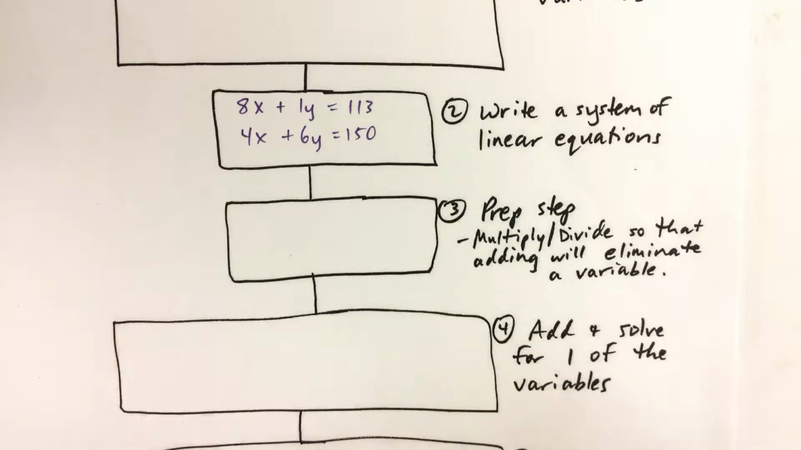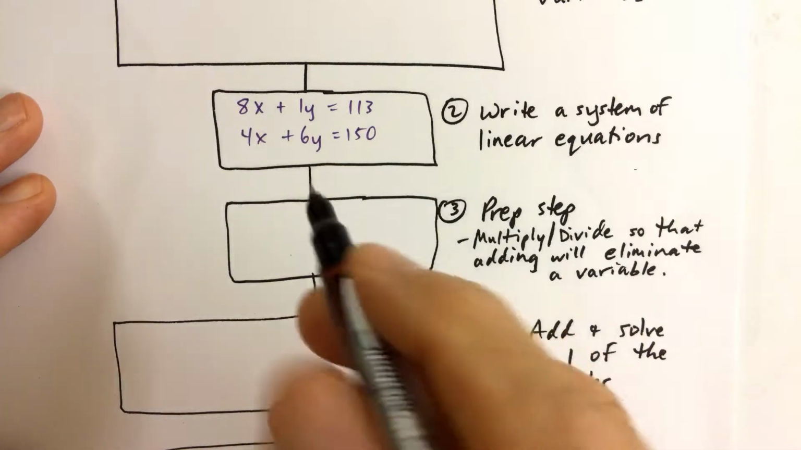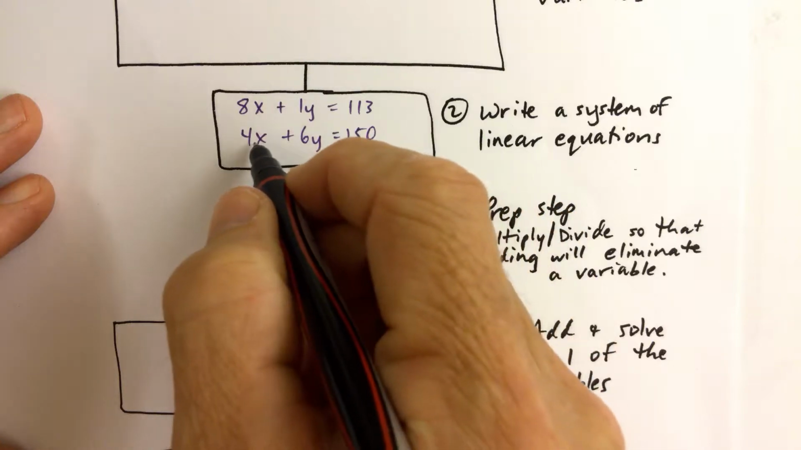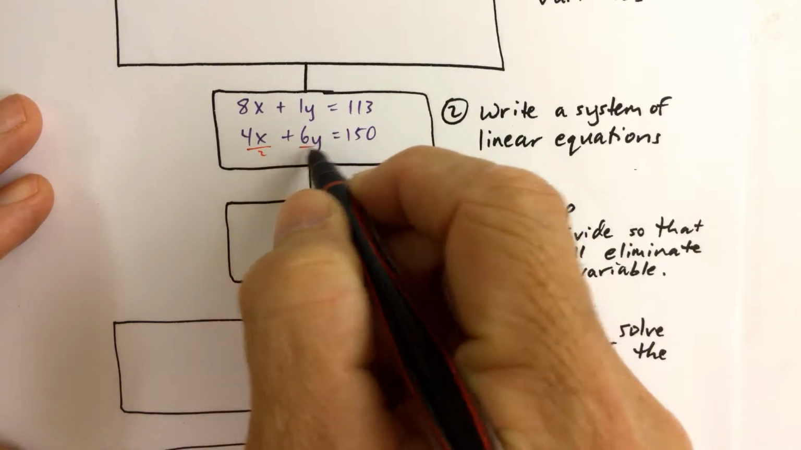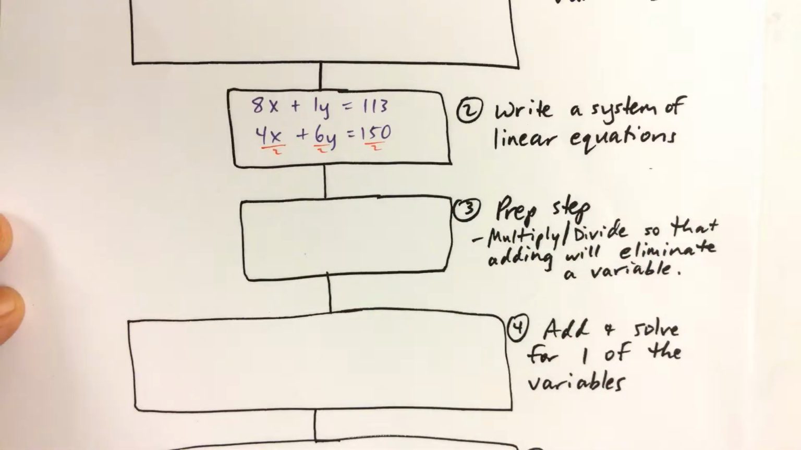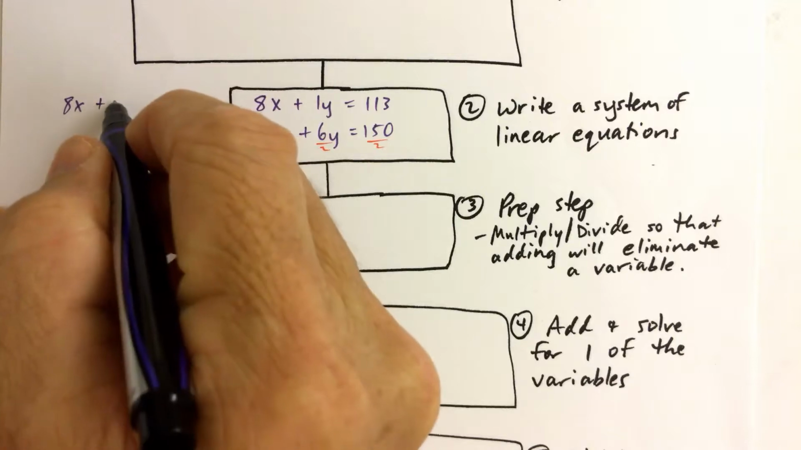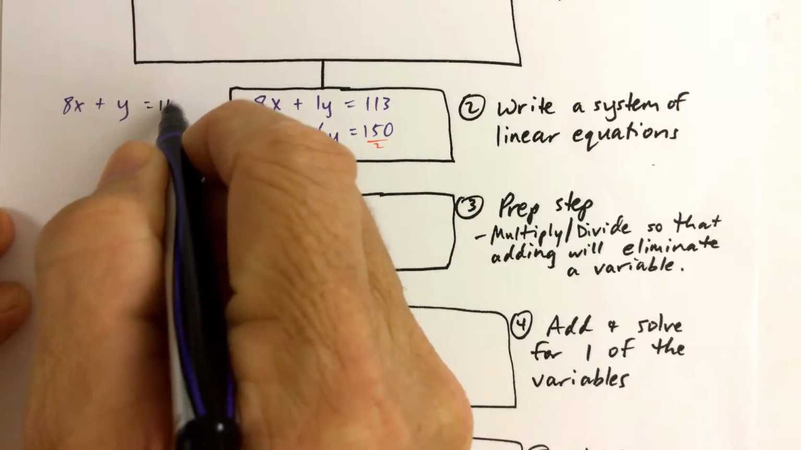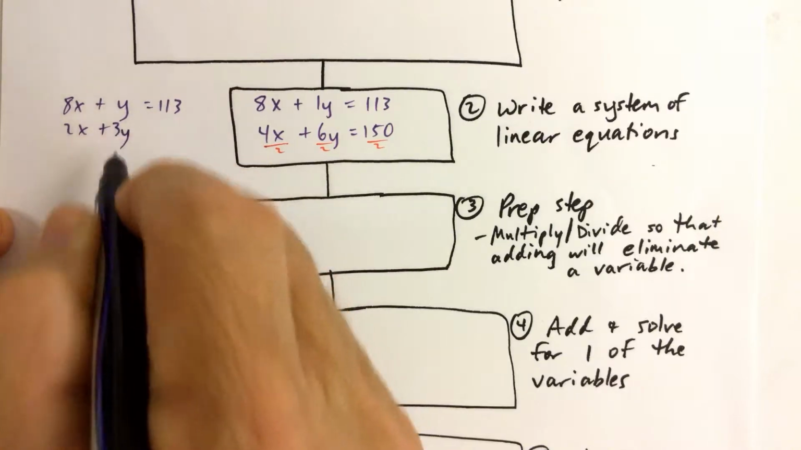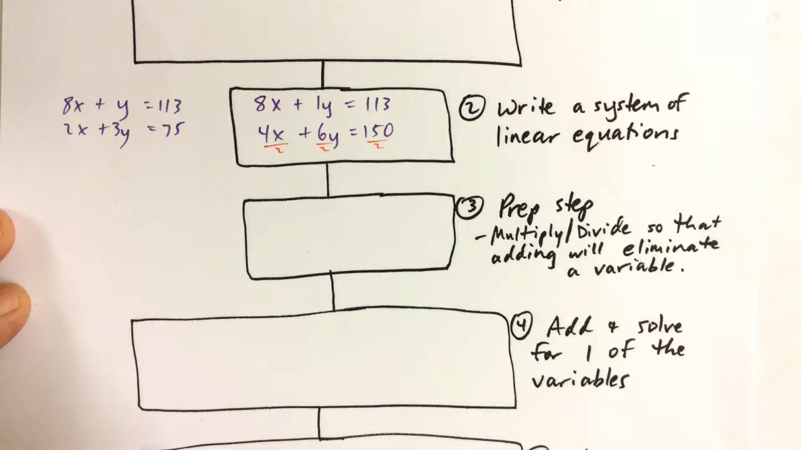So we now can go ahead and do something to these equations to simplify things a little bit here. What I'm going to do first is divide every one of those numbers by 2, and I'm going to rewrite that out here. 8x plus 1y equals 113. And then I'm going to get 2x plus 3y equals 75. I like to keep my numbers as small as possible.